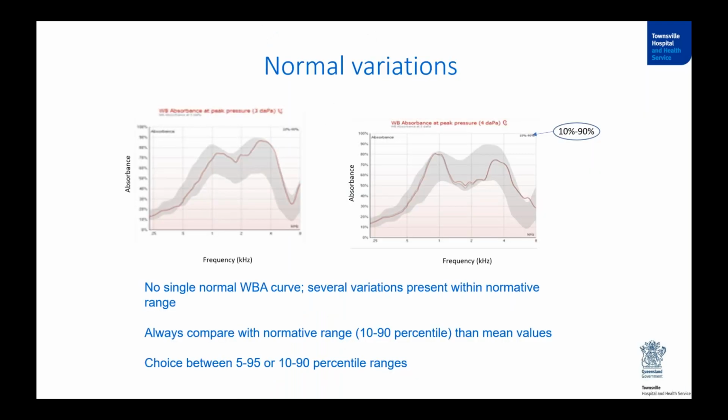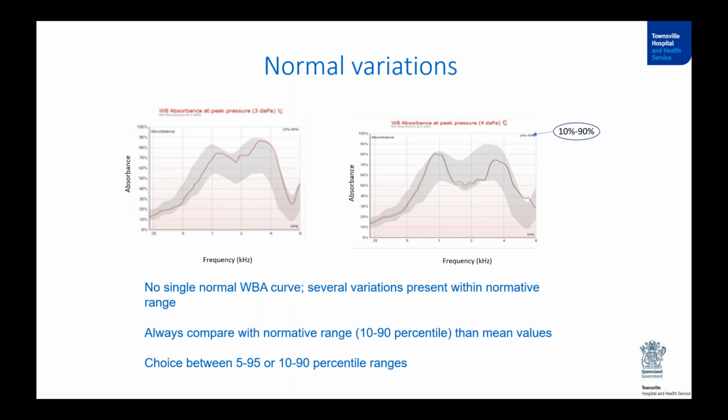So to start with, I should say there's no one single curve that defines a normal pattern. There are several variations present within a normal pattern. As long as the results are within the normative range, you can consider it normal.